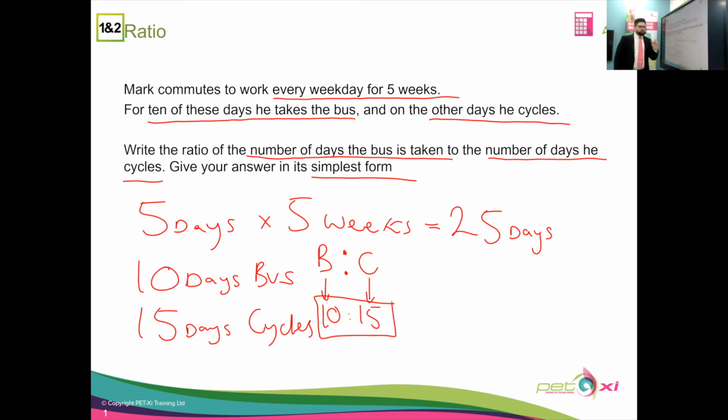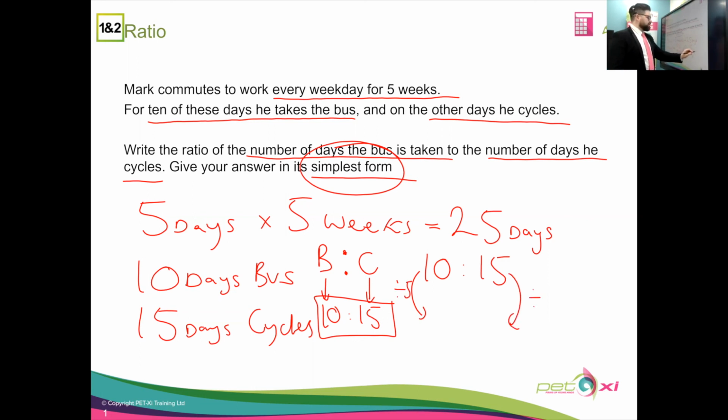Now, this wouldn't be full marks for this question because it's asking us to write it in its simplest form. So what we need to do is find a number that we can divide by both of these numbers to give us the lowest number possible. So we can see that both of these numbers are in the 5 times table. So we'll divide them by 5. So we have 10 and 15. And we're going to divide by 5 and divide by 5. Always divide the numbers by the same number to keep the ratio correct.